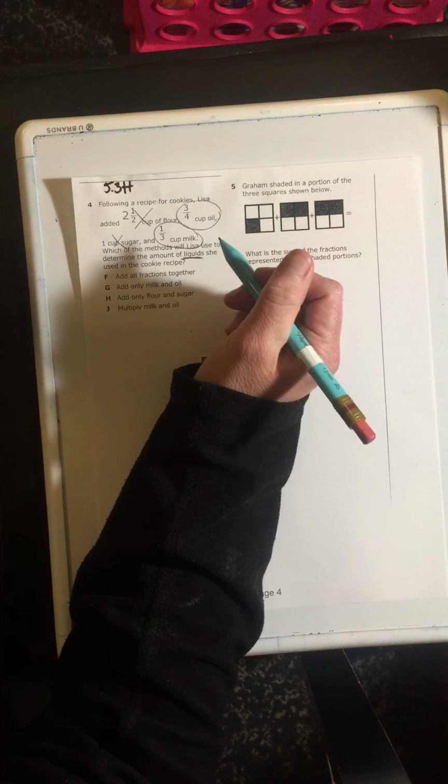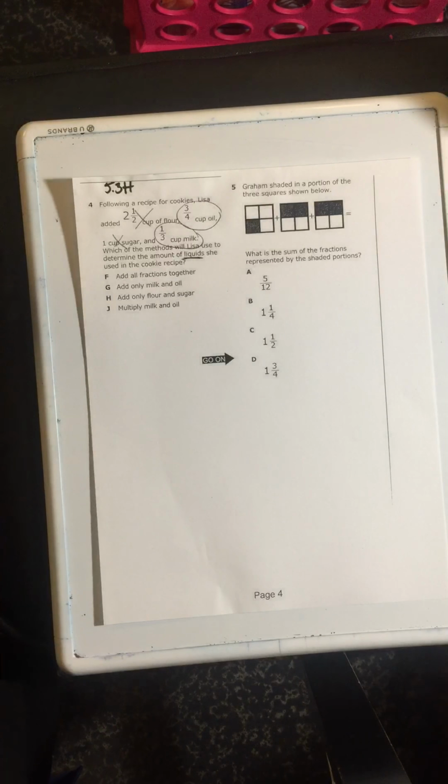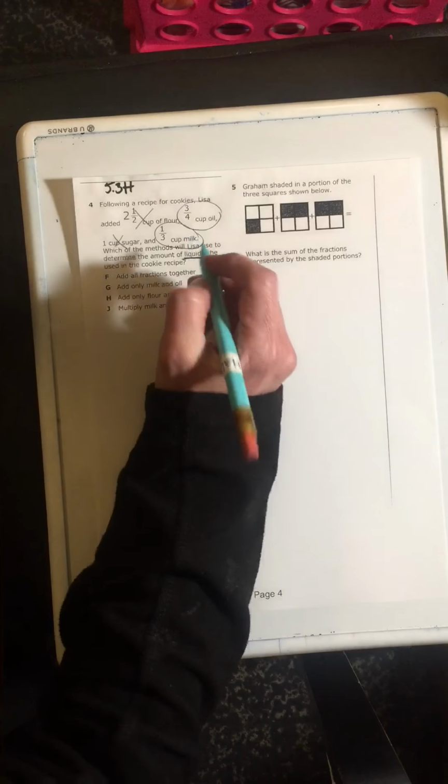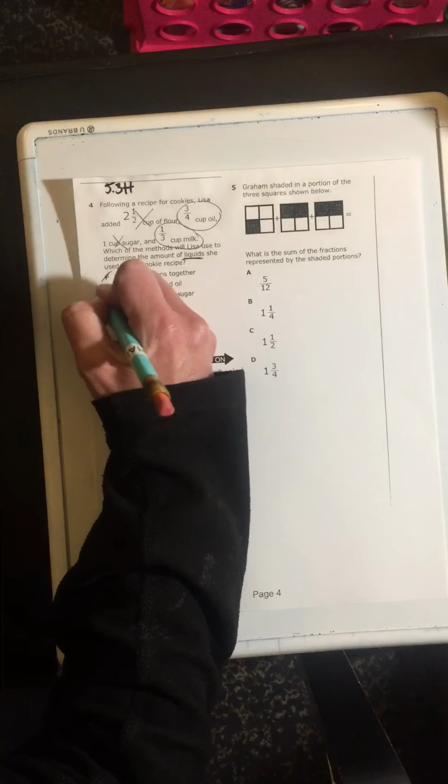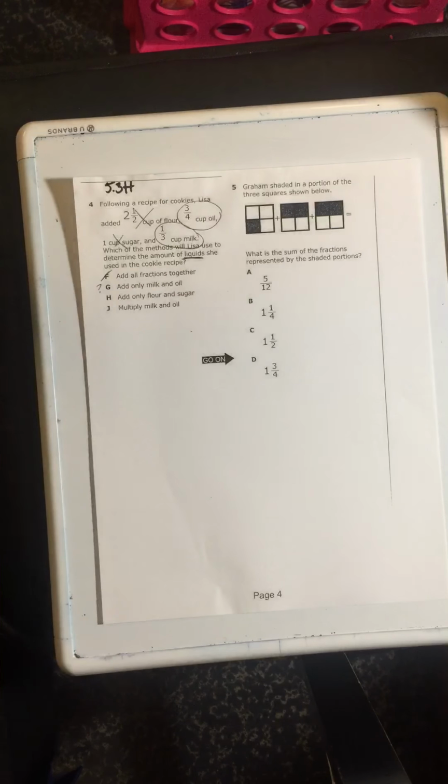So F, add all the fractions together. Well, that's not correct because it asked us to determine the amount of liquids that she used in the recipe. So we're not going to be looking at all of the fractions. Then we have G, add only the milk and oil. Well, we already determined that milk and oil are the liquids in this question. H, so we think this might be the correct answer. So we've eliminated F, and we think that G might be the correct answer.